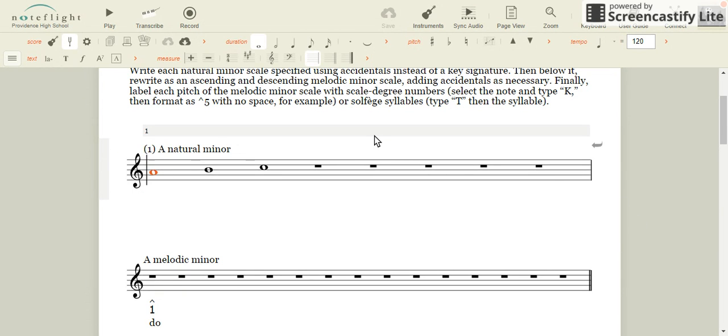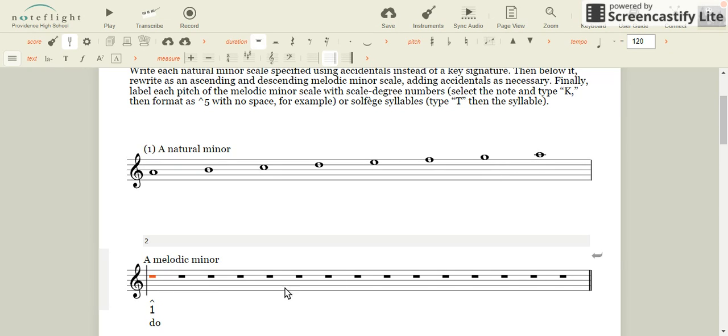So if you write out the major scale, you need a whole step, half step, whole step, whole step, whole step, and a half step. And that gives you the major scale. Now to convert this to the natural minor, we lower 3, 6, and 7. Now you have A natural minor.